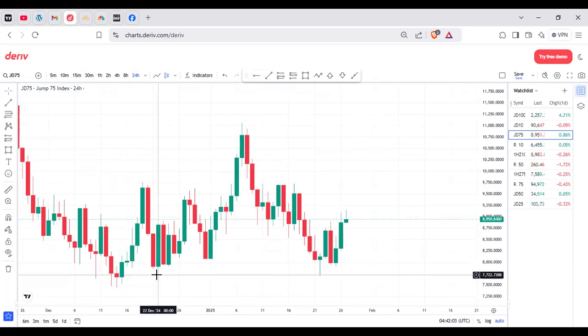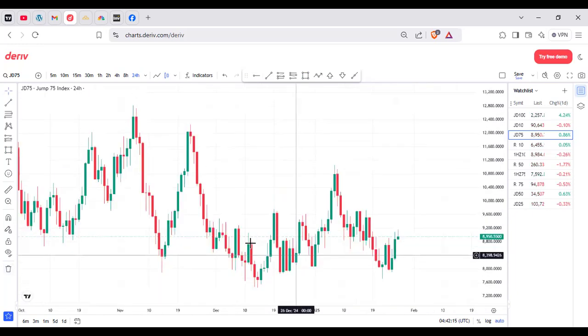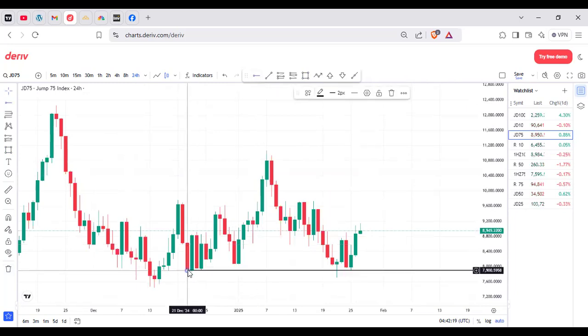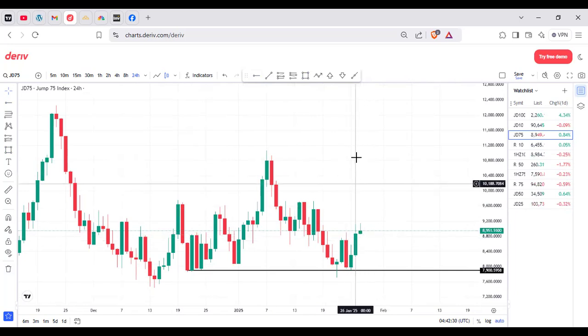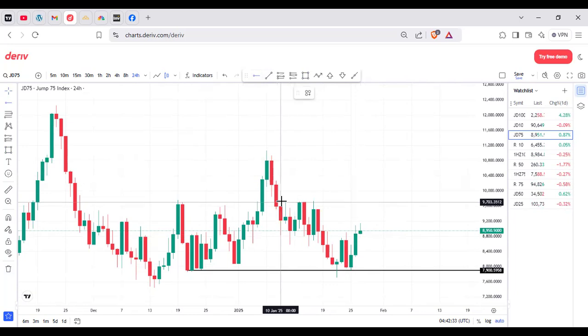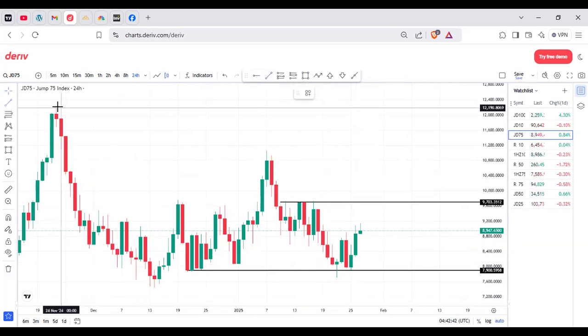Our support. Here's our support. And then the resistance was broken. That means we continue with the trend, right? Let's add here a resistance that has 3 touches. 1, 2, 3. Add your trend line as well here. Push it to the right side.